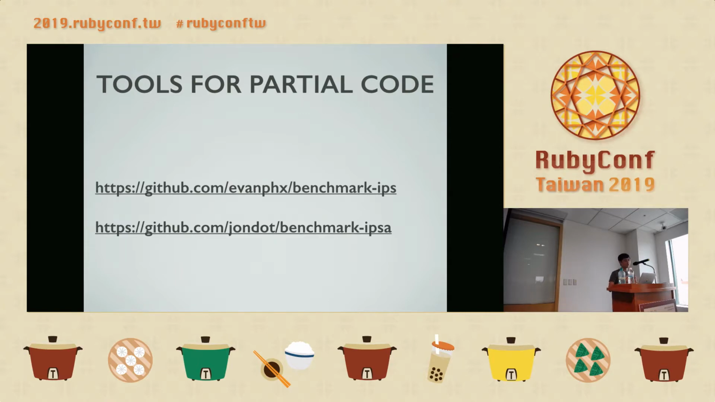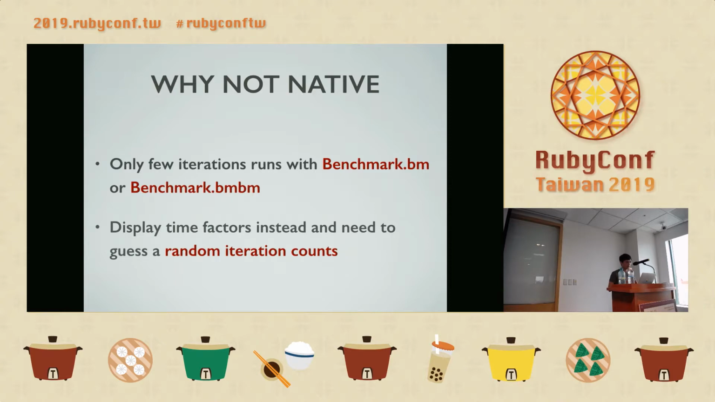Instead of using the internal benchmark library, I would recommend using benchmark-ips or benchmark-ipsa. They are very easy to use, and the latter even provides memory allocation indicators for the comparisons. So why not choose the native one? Actually, when we work with the benchmark library, we can only run once or a few iterations by design with bm or bmbm. Of course, inside the benchmark, it shows the time factors. I can also run iterations inside, but I need to provide the iteration count to make sure it is testing correctly. But I don't really know how many times I need to choose.